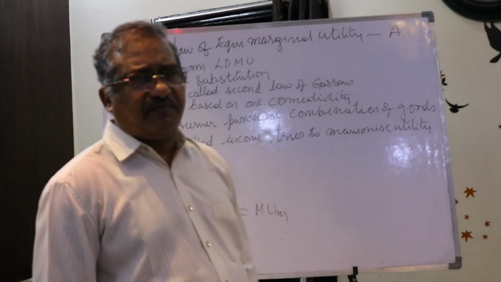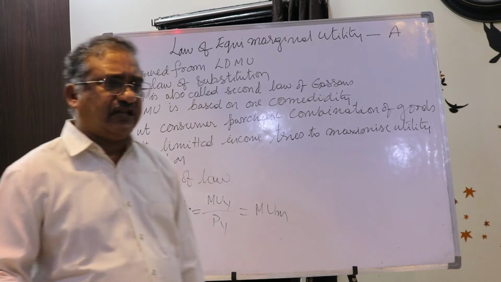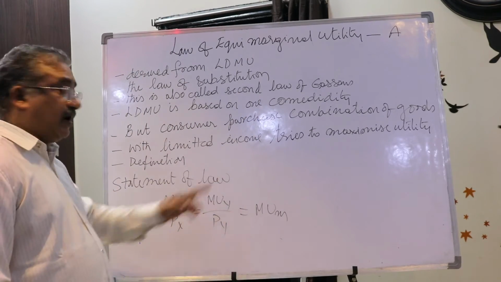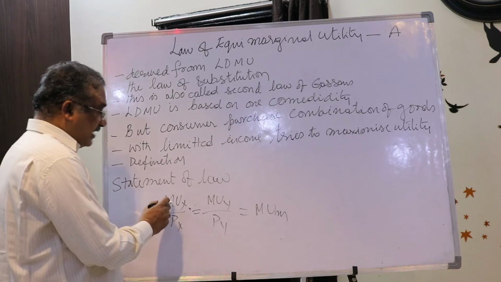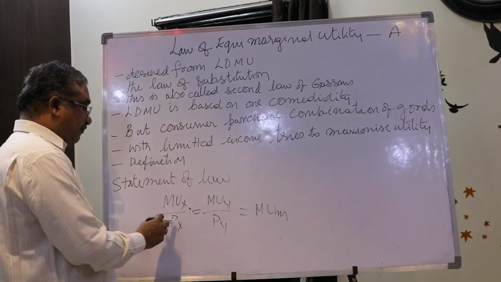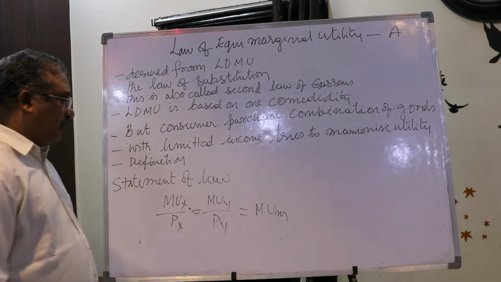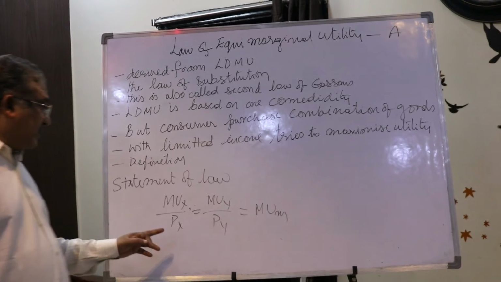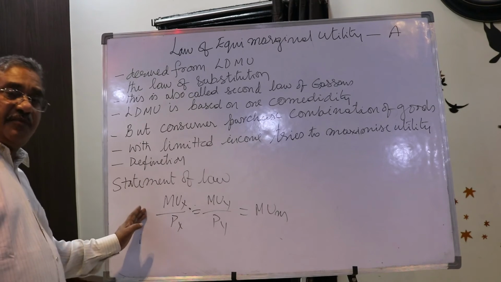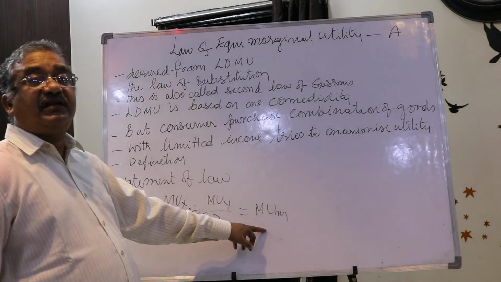I already told you the definition. The definition of the law of equi-marginal utility will be there in your book. You have to follow that; you cannot change it. The next one is the statement of the law, which is very important. The statement of the law means the marginal utility of commodity X divided by the price of commodity X is equal to the marginal utility of commodity Y divided by the price of commodity Y, which is equal to the marginal utility of money. You should understand that the marginal utility of the first commodity is equal to that of the second commodity, and then it will be the marginal utility of money.